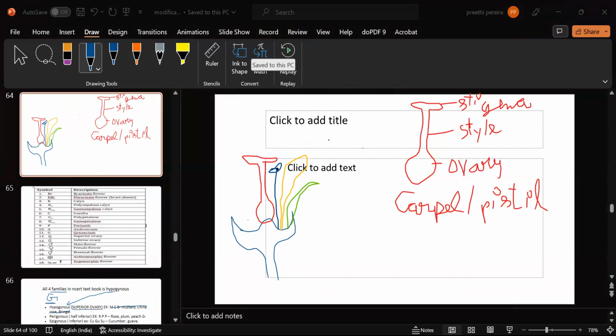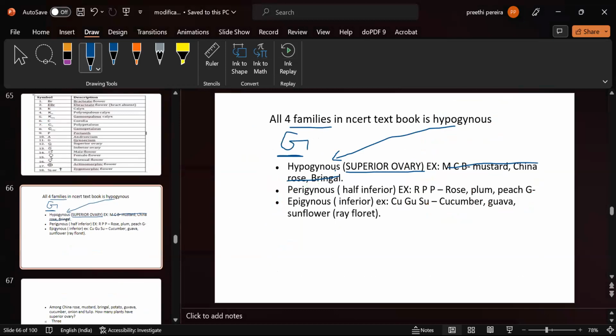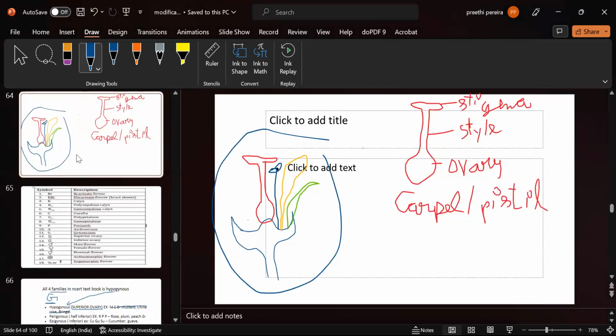Draw this picture. This picture you draw and write down below that hypogynous flower or symbol, and write the examples of the four families. Okay? Quickly.